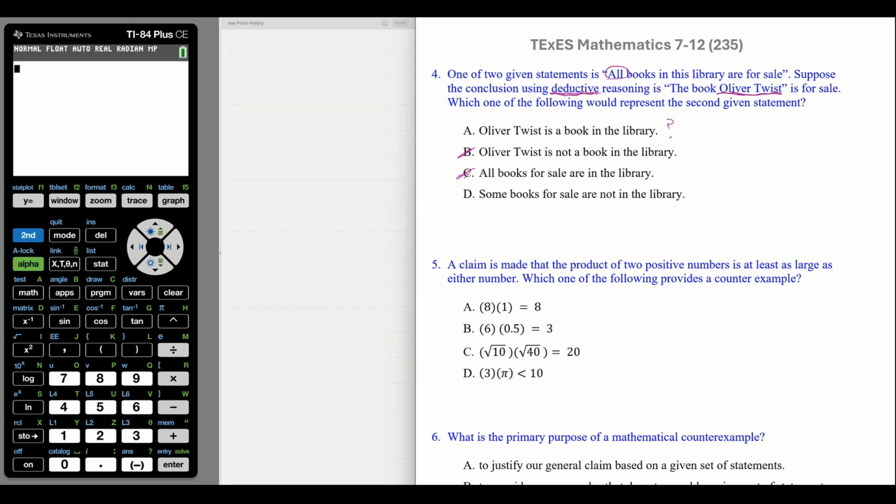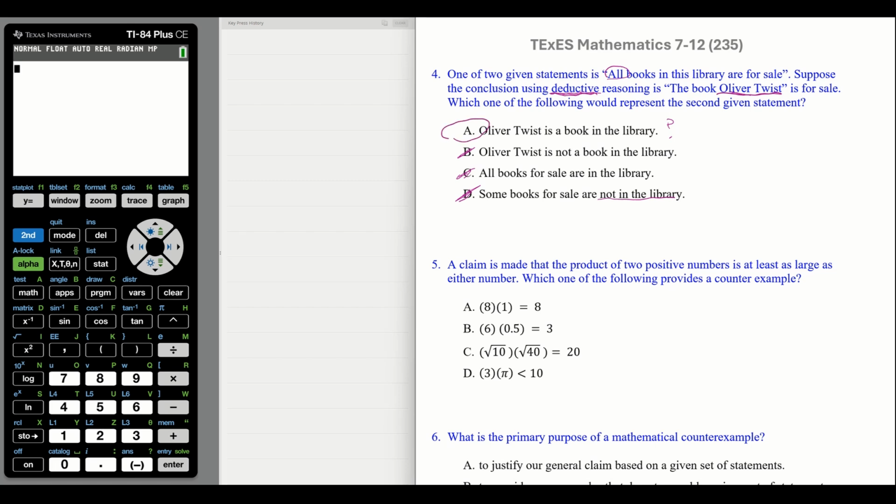Okay, the last one. Some books for sale are not in the library. Well, that's also, it's not a contradiction, but it is saying what is not. I'm teetering on that's not going to work. It doesn't flow through, and it's again saying what is not happening. We're talking about the library and things being for sale. Some books for sale are not in the library. Well, that just doesn't connect. If that were the case, we would have had to say that the book for sale is not in the library. I don't know. It doesn't make sense.